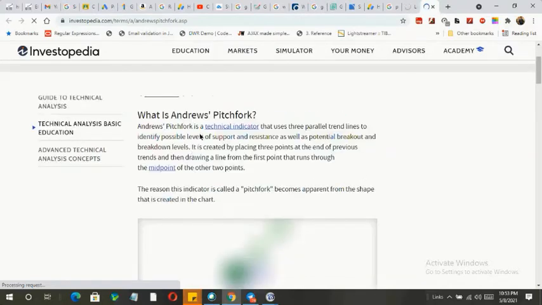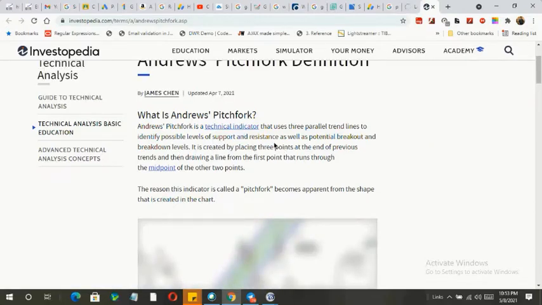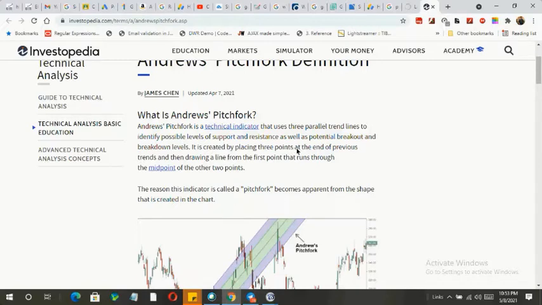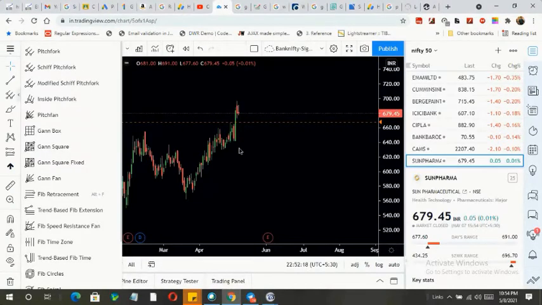So Andrew's pitchfork is a technical indicator that uses three parallel lines, looks like a fork, and identifies possible levels of support and resistance. Okay, and as well as potential breakout and breakdown levels. It is created by placing 3 points at the end of the previous trends and drawing a line from the first point that runs through the midpoint of the other 2 points. So whatever is written here, I will tell you in a very simple way on the chart.